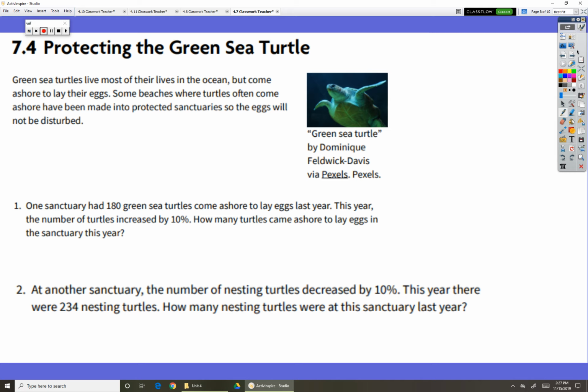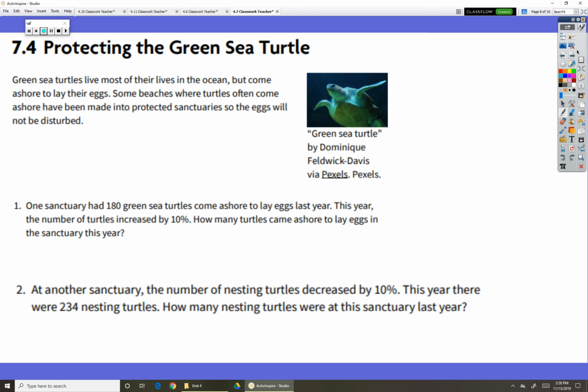Green sea turtles live most of their lives in the ocean but come ashore to lay their eggs. Some beaches where turtles often come ashore have been made into protected sanctuaries so the eggs will not be disturbed. Number 1 says, one sanctuary had 180 green sea turtles come ashore to lay eggs last year. This year, the number of turtles increased by 10%. How many turtles came ashore to lay eggs in the sanctuary this year?